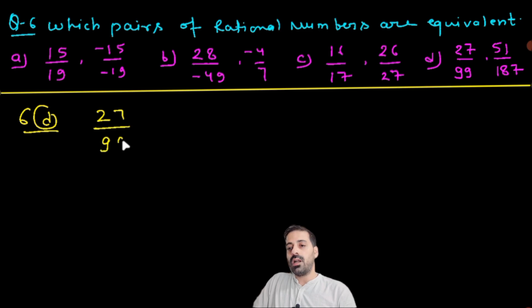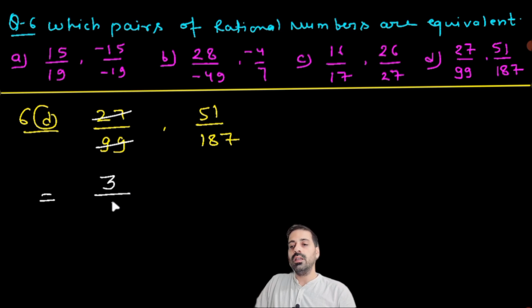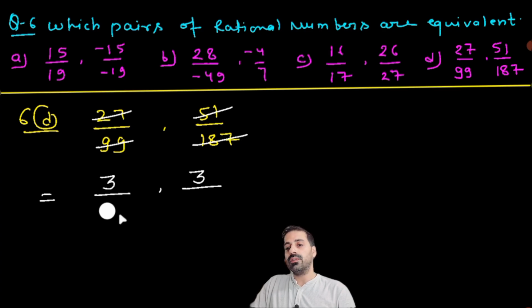Question number 6, part D is here. 27 upon 99 and we have 71 upon 187. Now you have to cancel out the common factor from numerator and denominator. If you cut this by 9 and this by 9, we have 9 3s are 27 and 9 9s are 99. In the same manner, if you cut this by 17, 17 3s is 51. Sorry, this is 9. If we cut 99 by 9, we have 11.